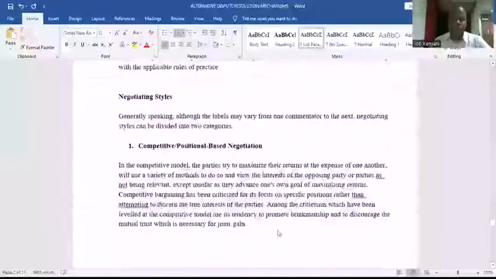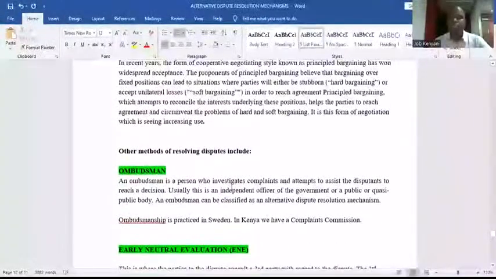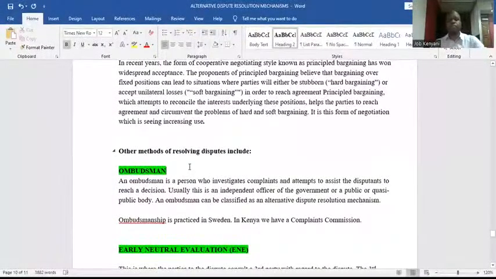So maybe it's good you understand them. For example, an ombudsman. An ombudsman is a person who investigates complaints and attempts to assist the disputants to reach a decision. Usually, this is an independent officer of the government or a public or quasi-public body. An ombudsman can be classified as an ADR mechanism. So it is simply a person who's been appointed to carry out investigations and, of course, assist the persons under the dispute to resolve it.